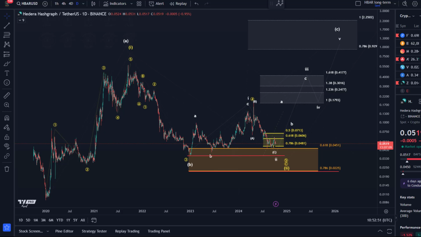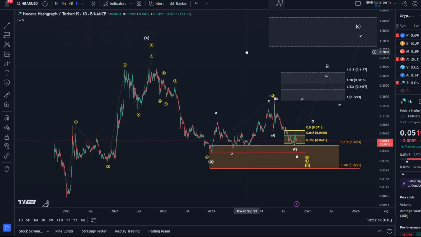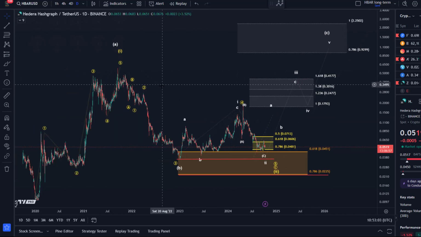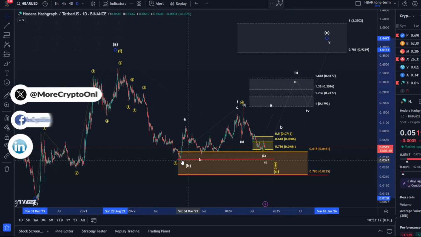It's time for an update again on the HBAR chart. The scenarios haven't really shifted though from the last update, so let's remind ourselves of the overall patterns that we're tracking here. First of all, looking at the bigger picture, I'm tracking an A-B structure with a possible C wave to come. The question is, is the B wave already over or not?